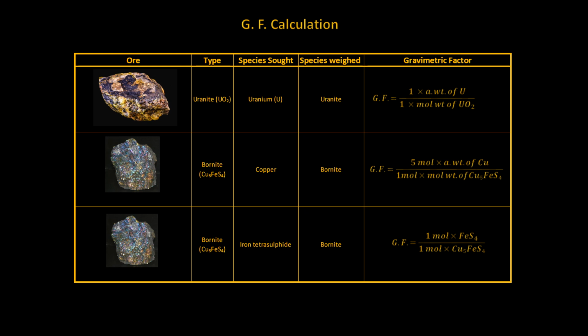But the resulting values for these calculations, that is the gravimetric factor, is used to calculate the weight of the species sought, whether it is the compound or the element of interest. Now, looking at bornite. For bornite, one might be interested in the copper weight, or the weight of the iron content, or maybe just the weight of the iron sulfide in the ore.